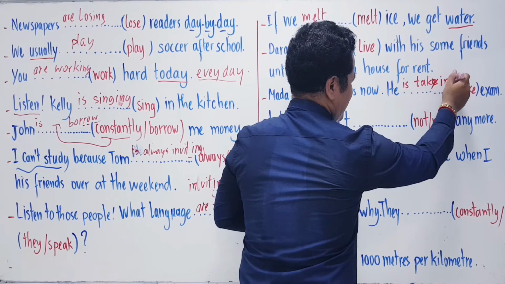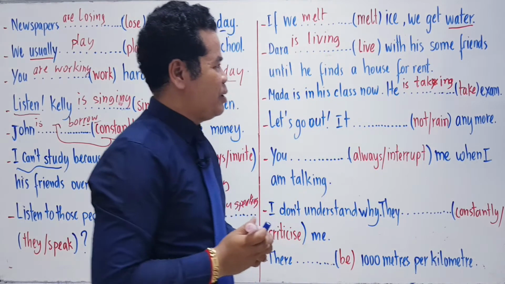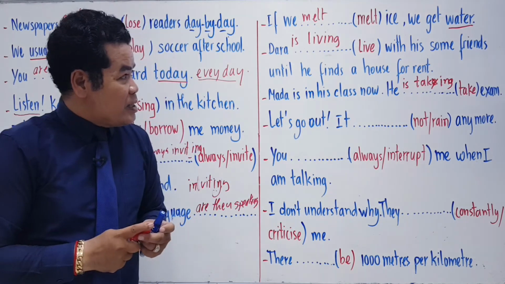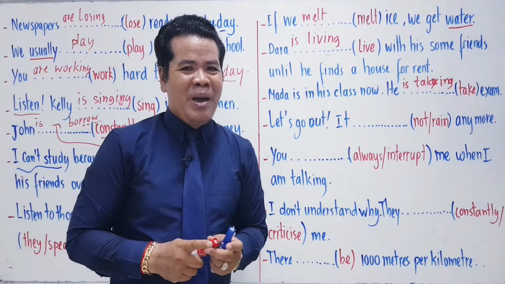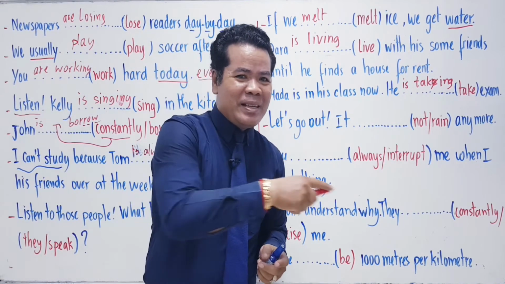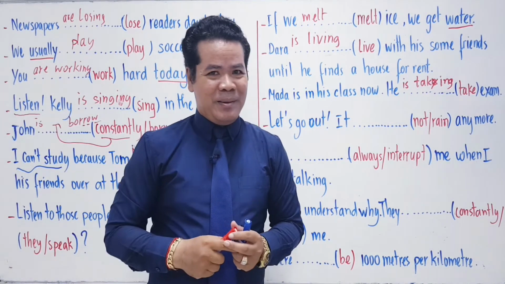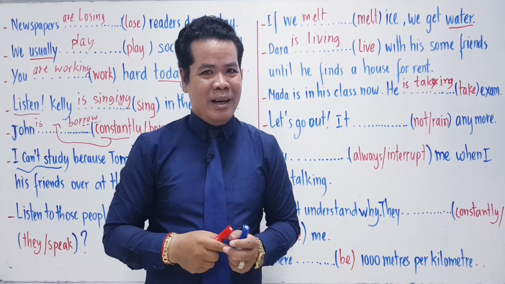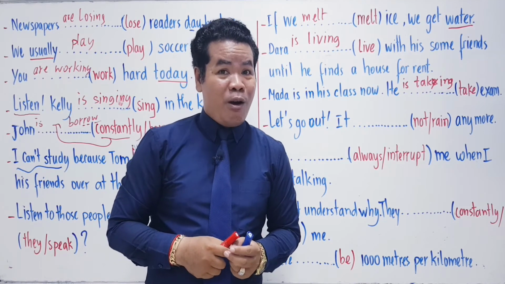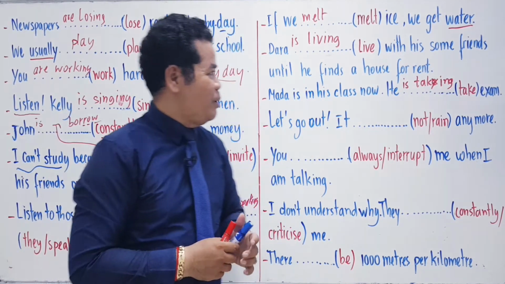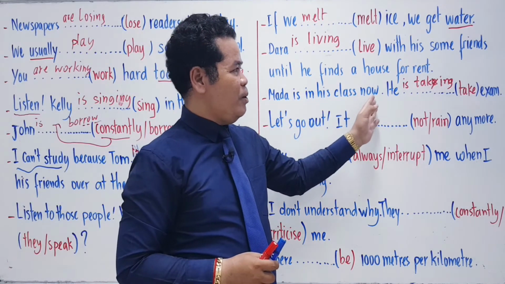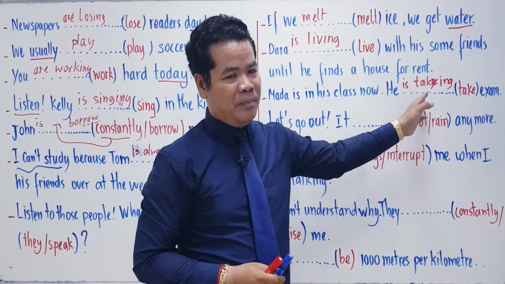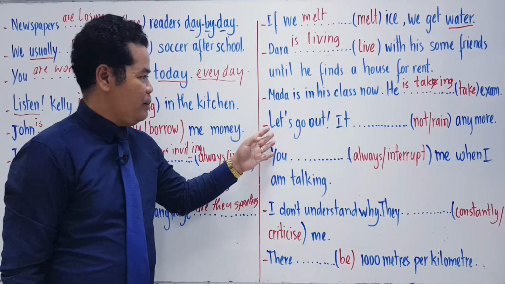he is taking exam. You cannot say, Mada is in his class now, he takes exam. No. When you say this sentence, they can understand, Mada is, take the exam. But it's wrong. So the best way is, Mada is in the class now. He is taking exam. Let's go to another one.